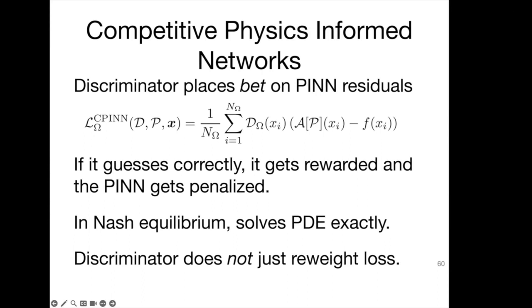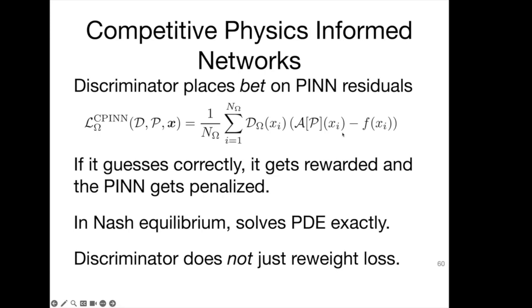And one thing I want to point out, because I get asked this quite a lot, is that this is not a reweighting of the loss. There are many works that reweight the loss at different points, so they try to adaptively choose the sampling points or the sampling weights in the Monte Carlo approximation of the loss. This is very different, because here the discriminator puts out a scalar that can be both positive or negative, and this scalar gets multiplied with a residual that can be both positive or negative. Whereas in these reweighting problems, the discriminator would put out a number that's positive, and would be multiplied with a squared residual that's also guaranteed to be positive.